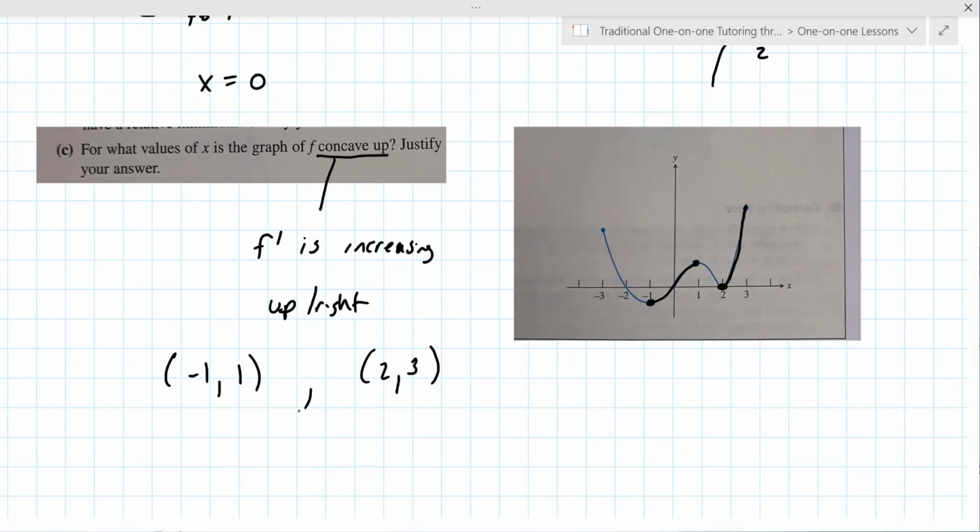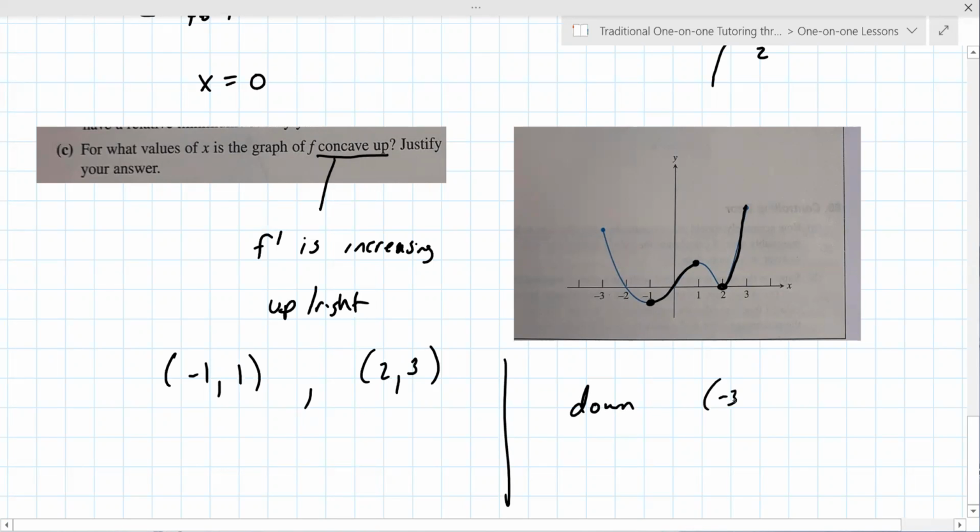Okay. So then where is it concave down? Let me make sure it doesn't ask that. I was going to say, where is it concave down? Separate question. -3 to -1. That's right. Then 1 to 2. That's right. Great.